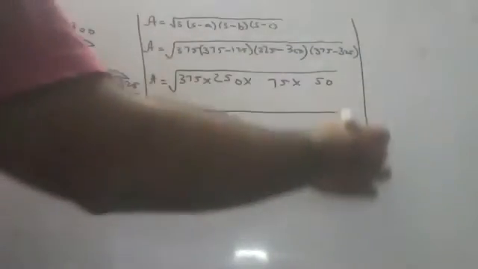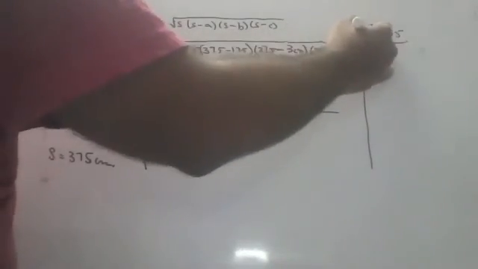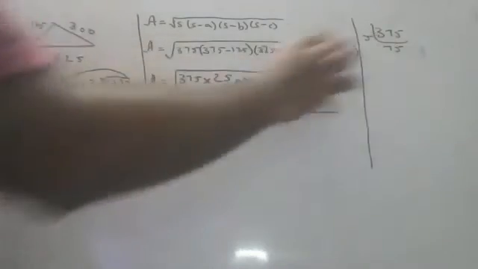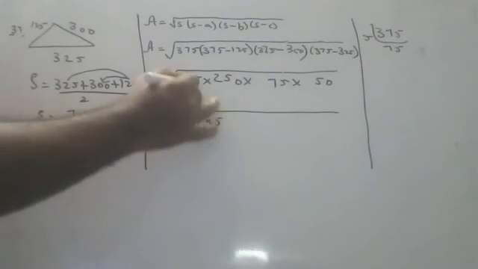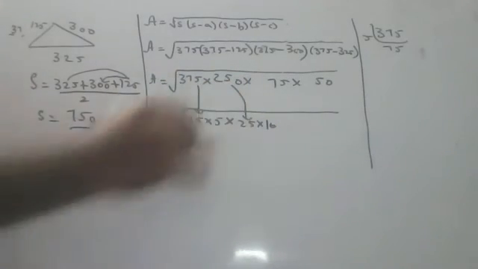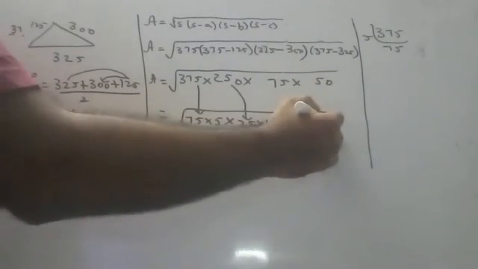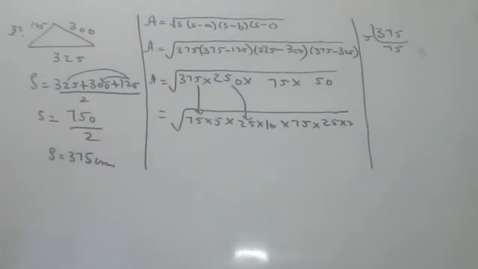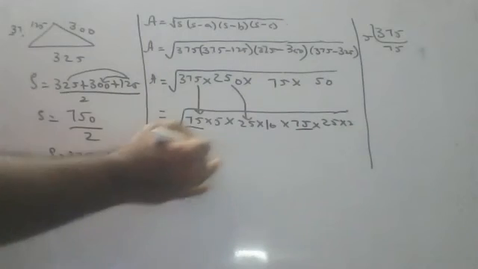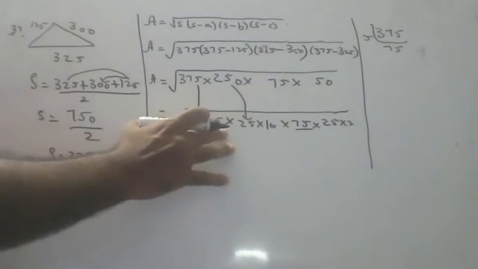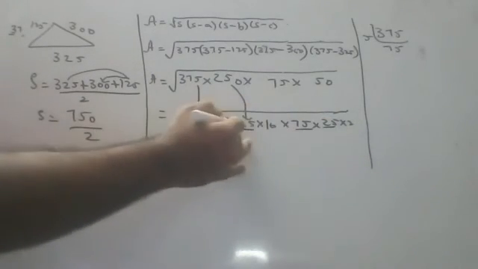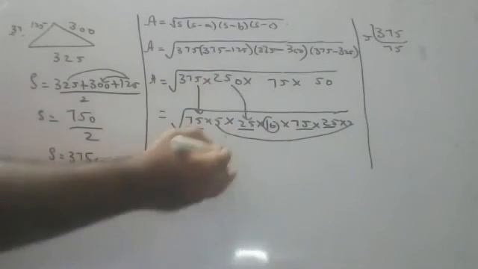So how to write it in an easy way? 5 sevens are 35, 5 fives are 25. So I will write 175 into 5, because 25 is a perfect square. If you analyze like that, then you will get 175 will come out. 5 twos are 10, here 10 is there, two tens are there, so 10 will come out.